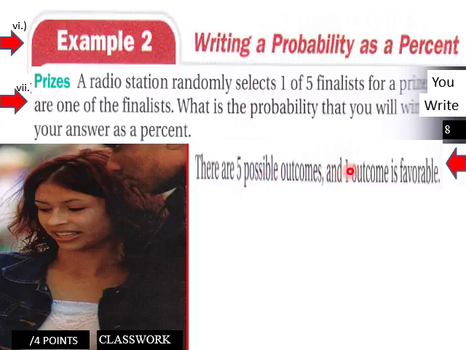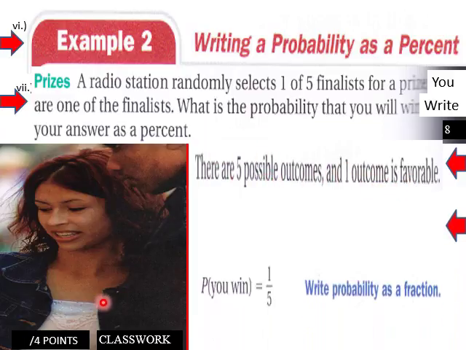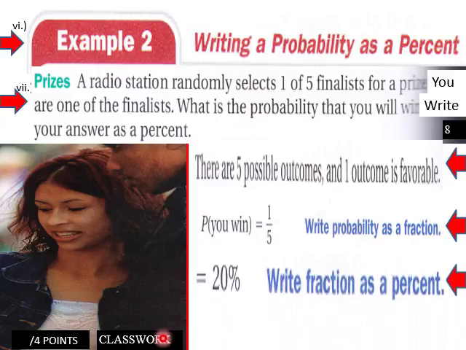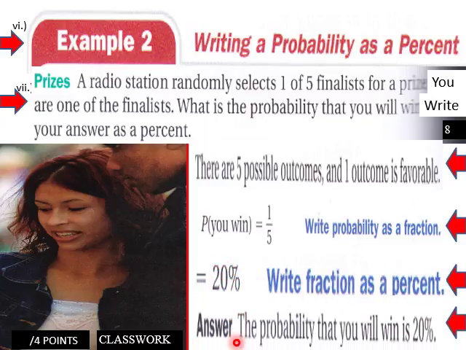There are 5 possible outcomes, and 1 outcome is favored. You're going to have 1 winner here. So the probability you win is 1 out of 5, right? Probability is a fraction. What percent is 1 out of 5? 20%. Why is that? Because we multiply the denominator by 20 and the numerator by 20. So 20 over 100 is 20%. The probability you will win is 20%.